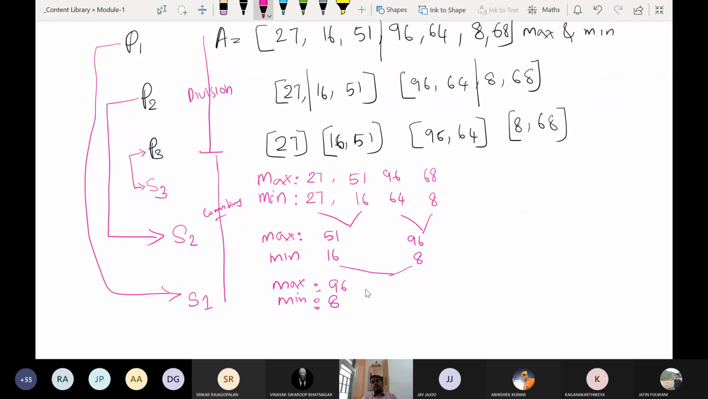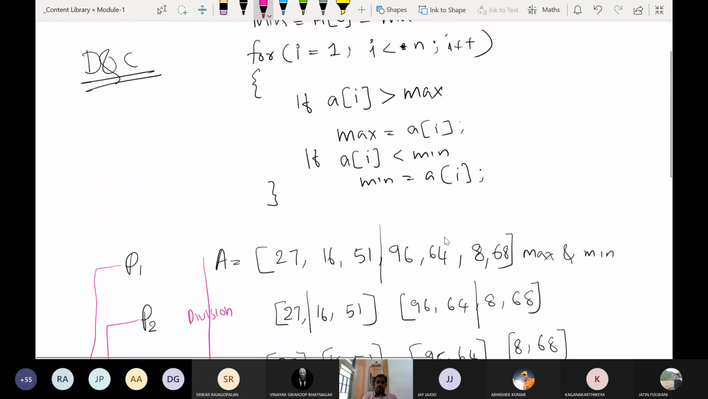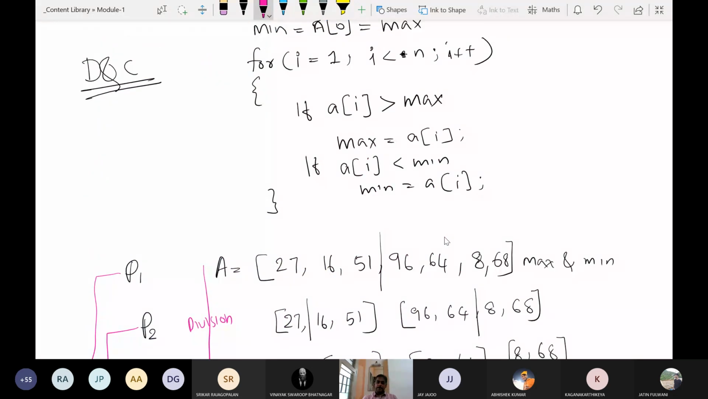And this is how you can do a divide and conquer approach to find the maximum and minimum value. Now, what is the advantage that you are getting compared to our old method, this traditional method? What is the advantage?